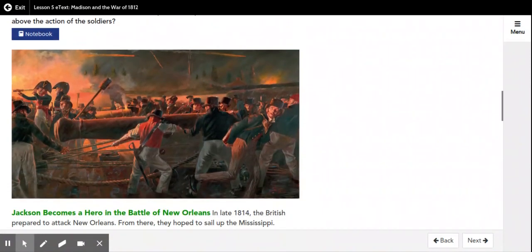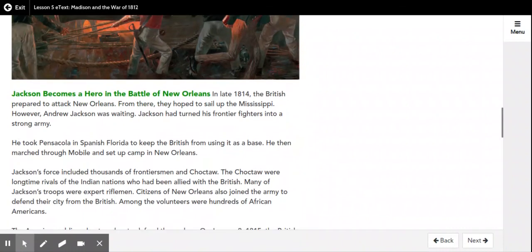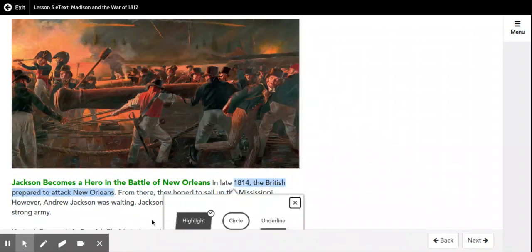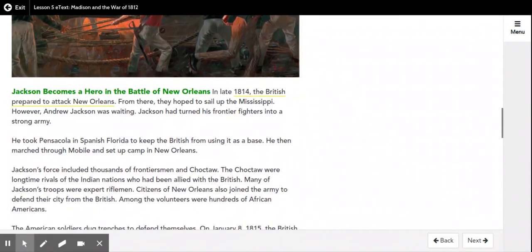Jackson becomes a hero in the Battle of New Orleans. In late 1814, the British prepared to attack New Orleans. From there, they hoped to sail up the Mississippi. However, Andrew Jackson was waiting.